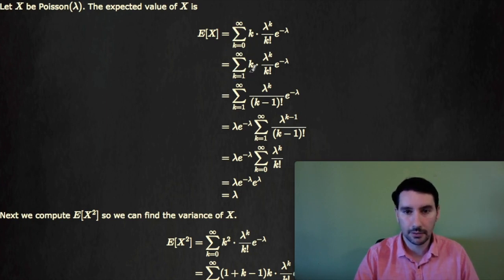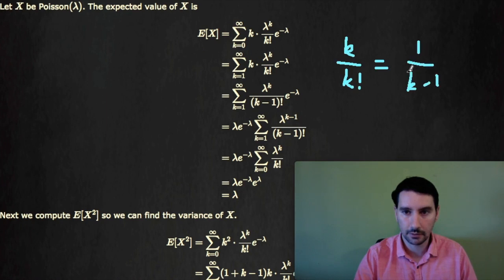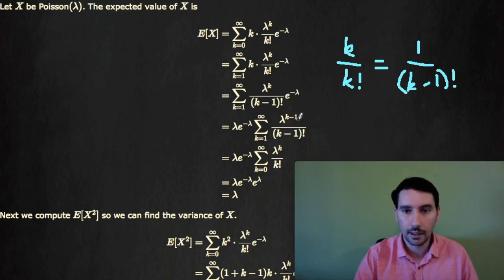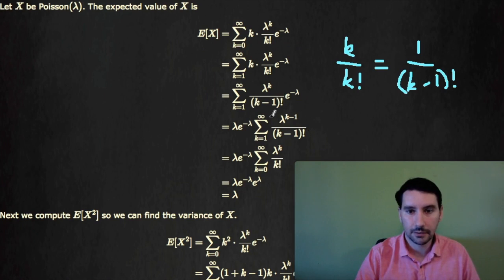Then we can also cancel the k with the k factorial. So this becomes k minus 1 factorial, and that's just because k divided by k factorial is 1 over k minus 1 factorial. And that's how we get here. Then we're going to pull out some constants. So we're going to pull out a lambda and an e to the negative lambda. And since I pulled out a lambda, this is now lambda to the k minus 1 over k minus 1 factorial.